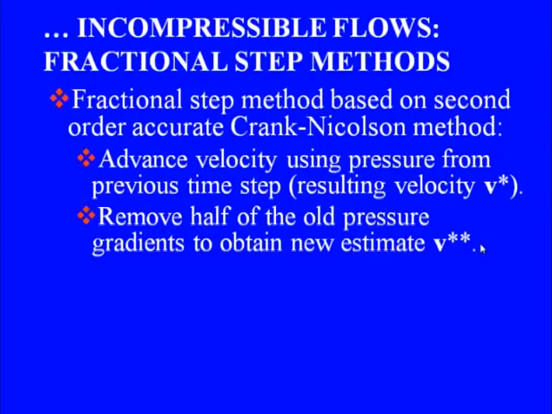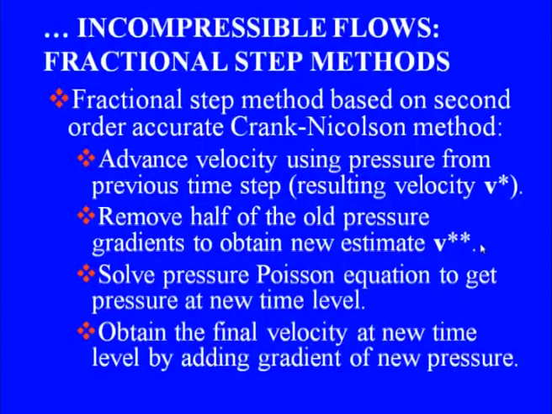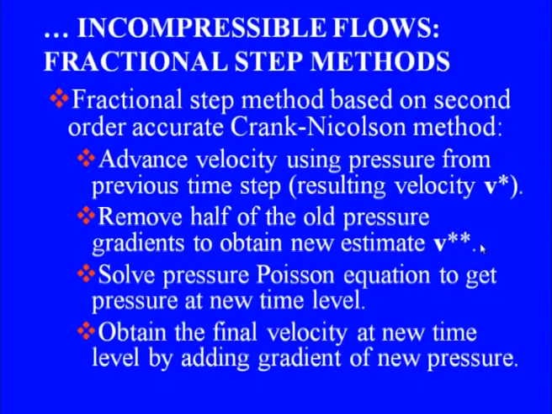The conceptual steps are that we will first advance velocity using pressure from the previous step, and we would obtain the resulting velocity V star. Next, we would remove half of the old pressure gradient to obtain a new estimate V star star. Next, use this V star star to solve a pressure Poisson equation to get pressure at the new time level, and then obtain the final velocity at the new time level by adding the gradient of the new pressure, which will ensure the satisfaction of the continuity equation.